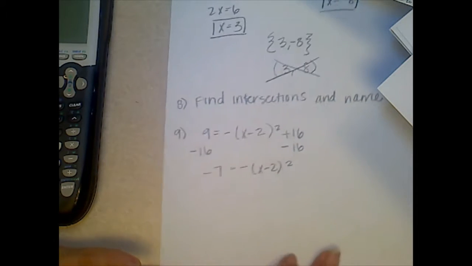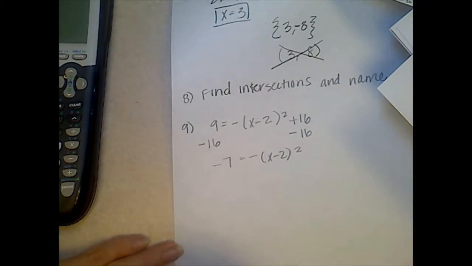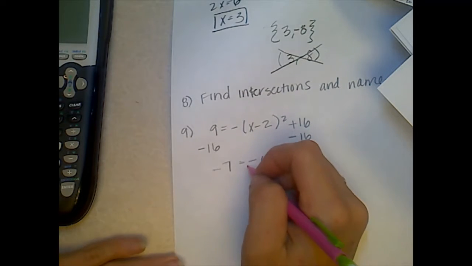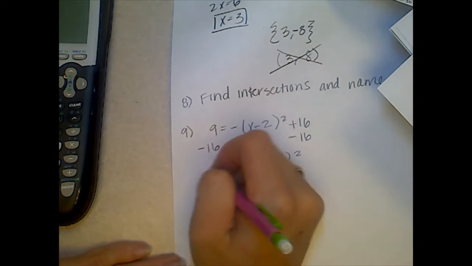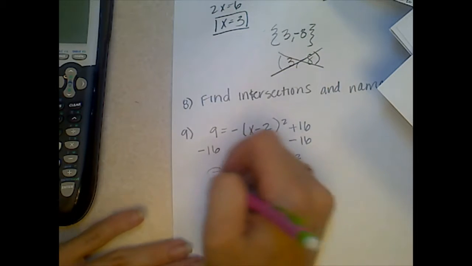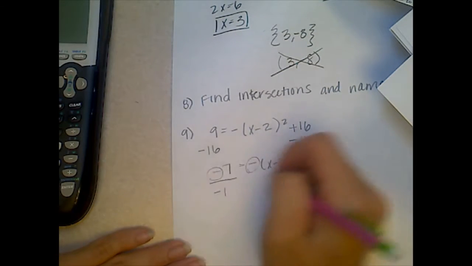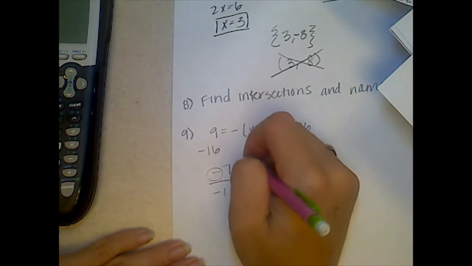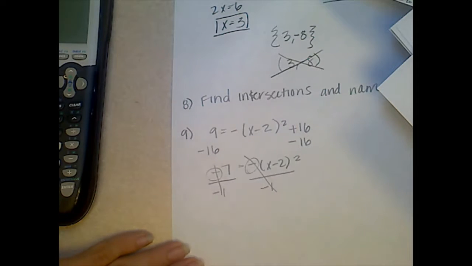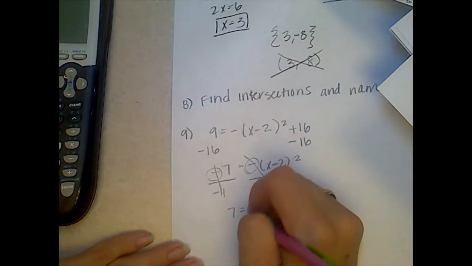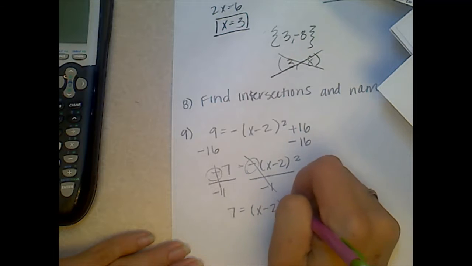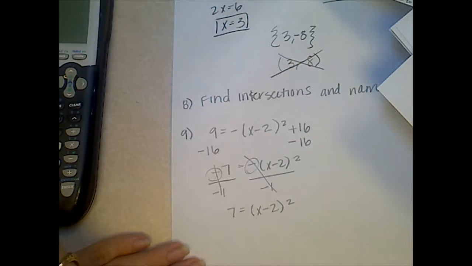Okay, now this looks a little scary because you're like, Miss Wilmoth, I know I can't take the square root of a negative number. But you've got a negative on this side and a negative on this side. So we go through and divide by negative 1, and that cancels out that negative, cancels out that negative. So you end up with 7 equals x minus 2 quantity squared. Now I can square root both sides.